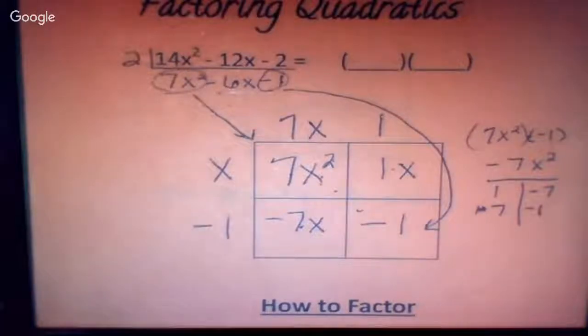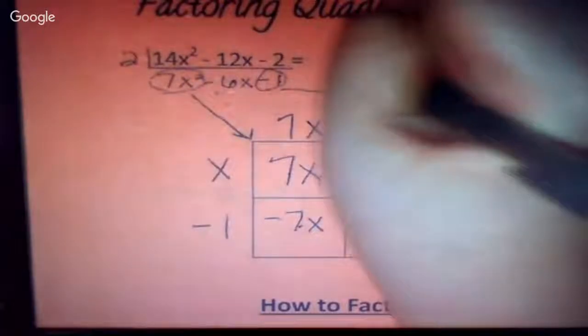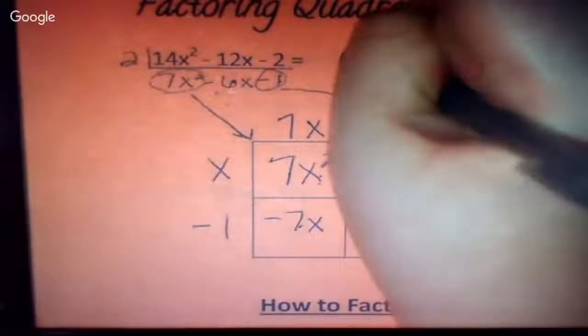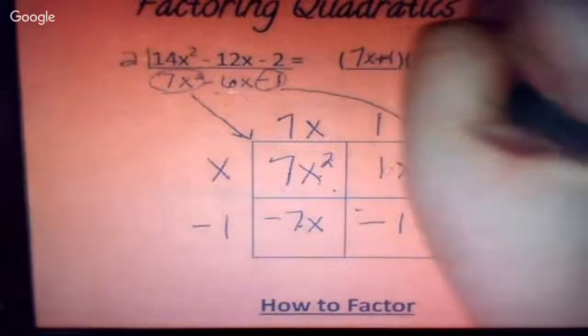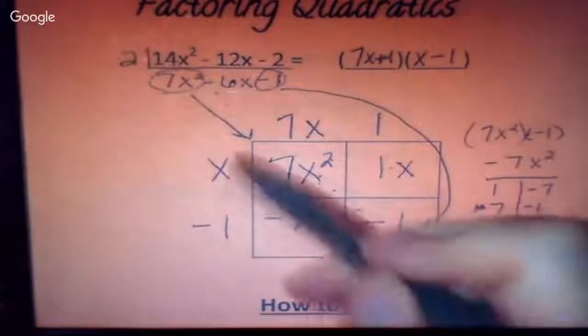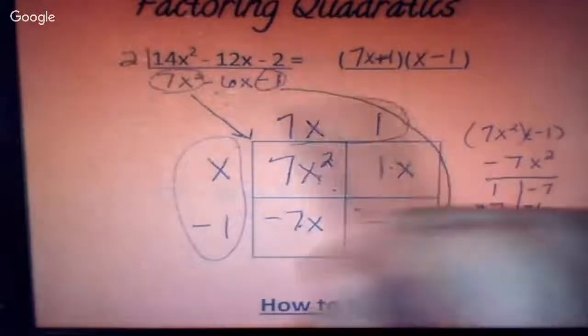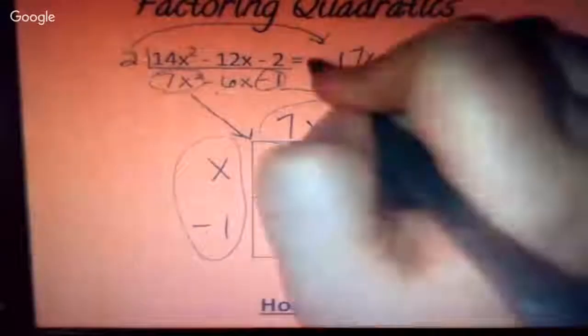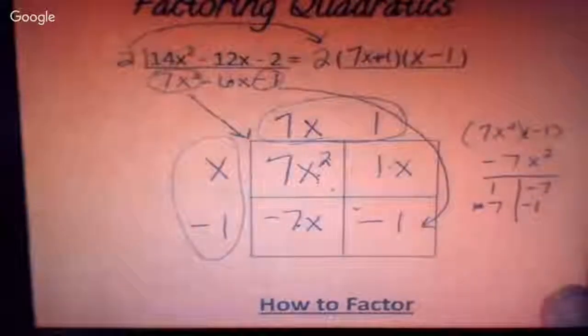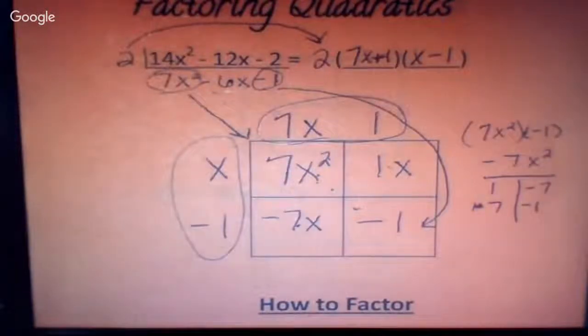They don't share an x in common, but they share a negative in common. And if they don't share any numbers in common, it is a 1. So your final answer then is 7x plus 1 and x minus 1. You got that from here and here. And then don't forget to put your 2 that you already pulled out in front. And you just factored your first quadratic.